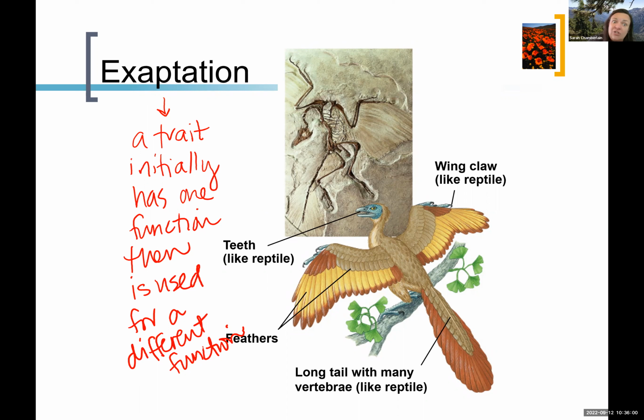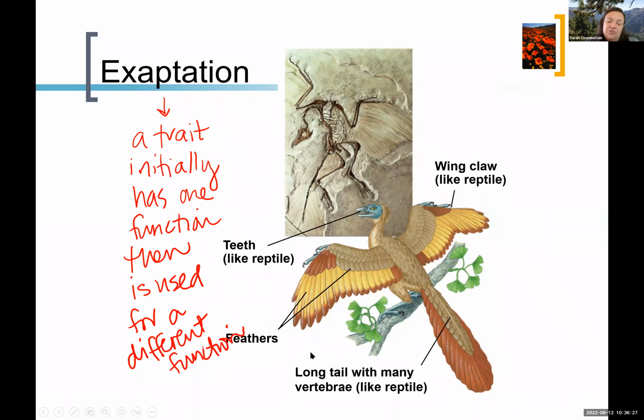So while they are still very useful for insulation, and if you've ever had any kind of pet bird or spent time looking at birds, when it's cold, you know that they fluff up their feathers, because what they're trying to do is trap air in there so that they warm up, right? It's like wearing your own down jacket. There's a reason we use down, which is fluffy feathers, in clothing. So it's still used for insulation, but feathers are also used for flight.